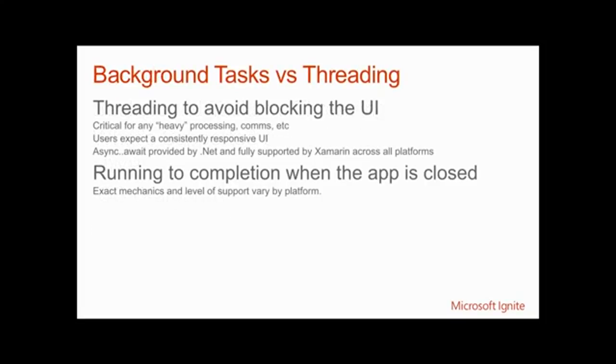So let's get straight into background tasks versus threading. And here I'm talking about just using things like await and async and making sure you're running things on different threads, not blocking the UI thread. That's critical for heavy processing. I'm not an enormous fan of doing this too often, but I'll put it on the heavy because really you shouldn't be doing any heavy lifting on the device. That should all be offloaded to your back end. But it does still happen.